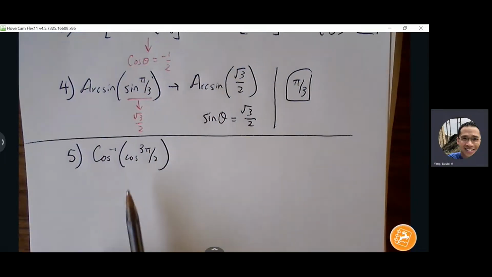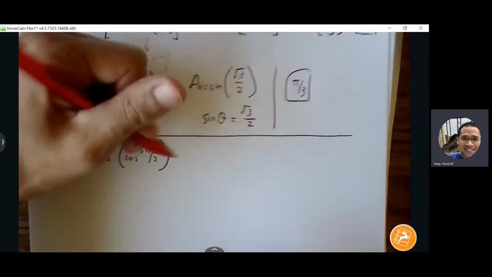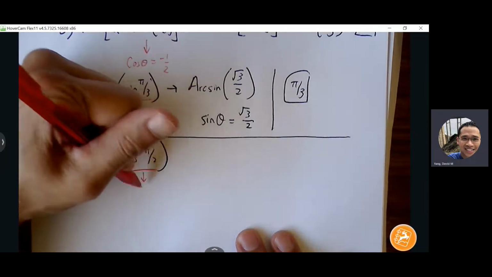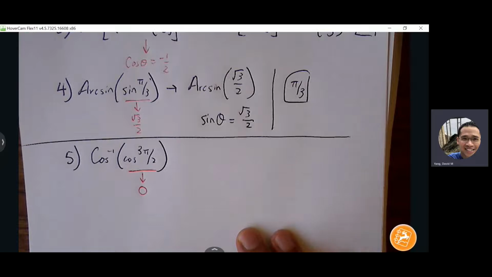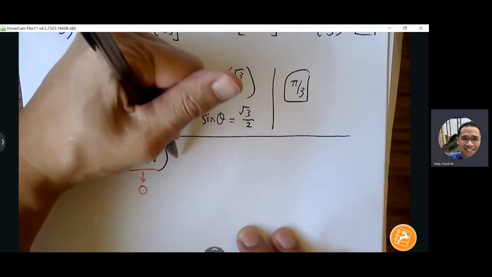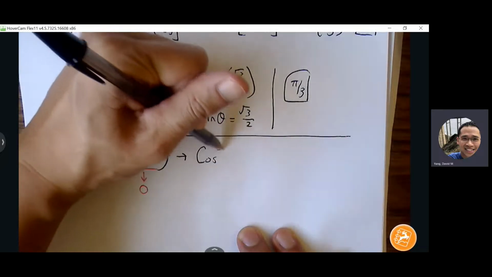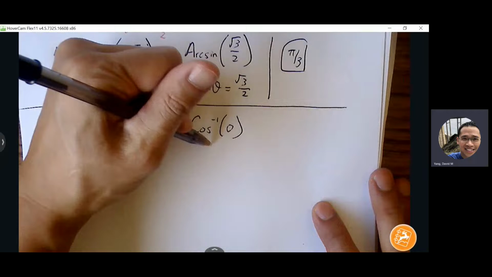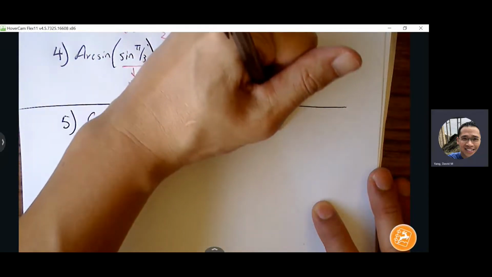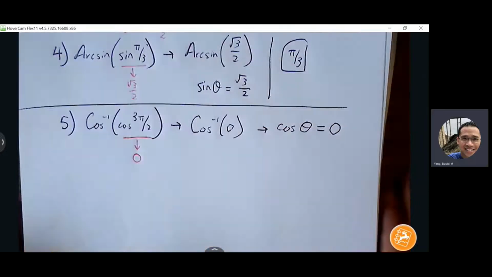Two-step process: always start with what's inside the parentheses, and then we can move outwards. What's cosine of 3 pi over 2? Okay, 0. So now, inverse cosine of 0. In other words, this is saying, when is cosine of theta equal to 0?